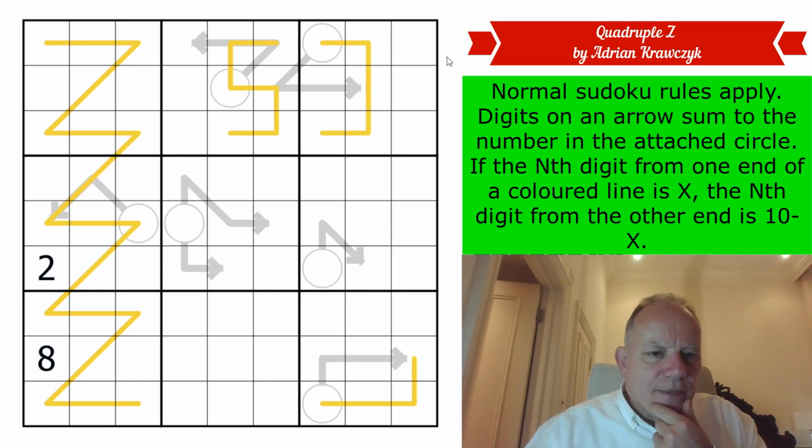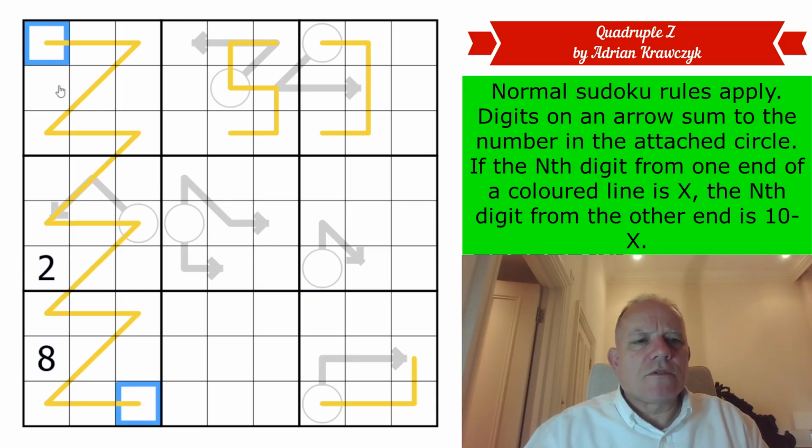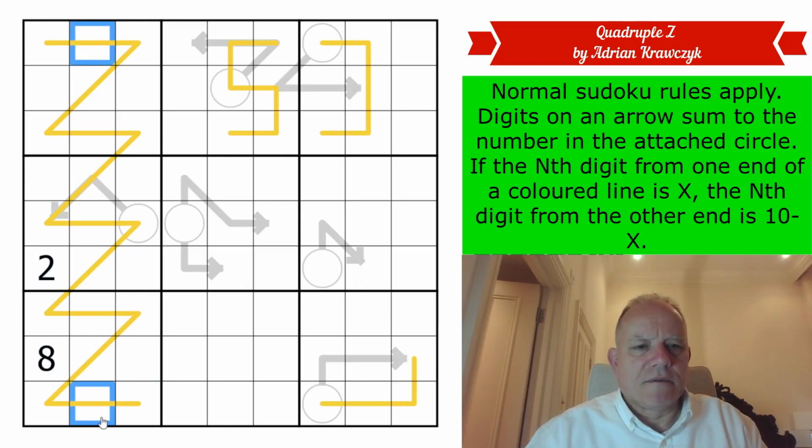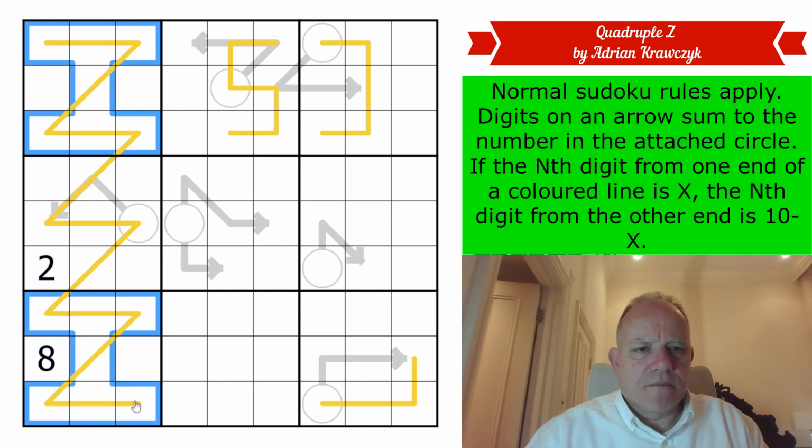How the heck do we do that? And what do... I suppose those two have to add up to 10. Those two have to add up to 10. Okay, so this whole Z, every digit on it adds up to 10 with a digit on this end. Yes, okay.